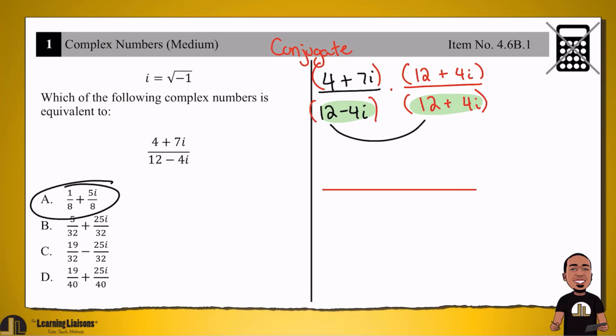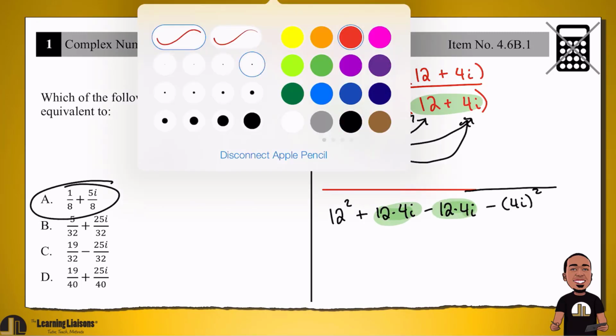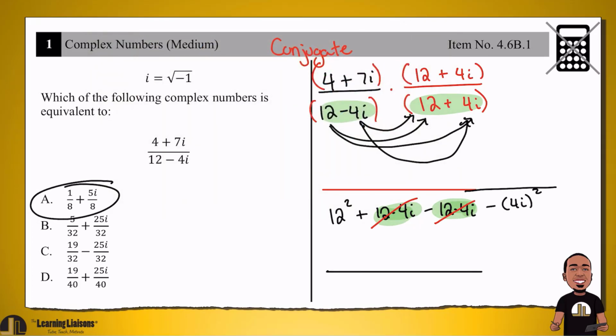Watch, I'm going to FOIL. So the first terms, 12 and 12, that's 12 squared. The outside, 12 times 4i. The inside, negative 4i times 12. And then last, negative 4i and 4i, so it's going to be negative 4i all squared. So notice how the middle terms are the same. One's positive, one's negative. Those will be eliminated. And so you're going to be left with, again, a difference of squares.